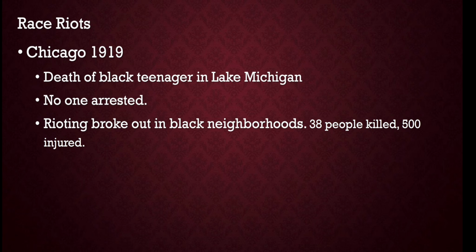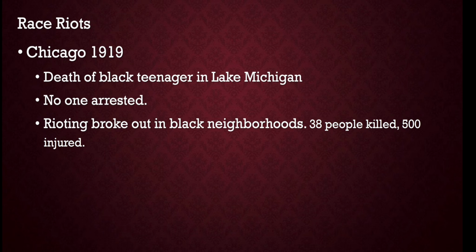The Black teenagers apparently thought it was kind of like playing a game or dodging them, until one rock hit one of the Black teenagers in the head, and he ended up dying. When the police came, no one was arrested for killing this Black teenager, and as a result, rioting broke out in the Black neighborhoods. 38 people ended up being killed, 500 injured, and they were all predominantly African Americans that were killed and injured during this riot.